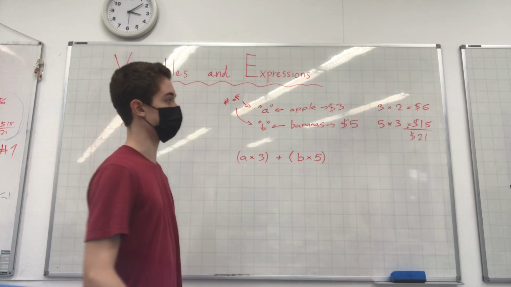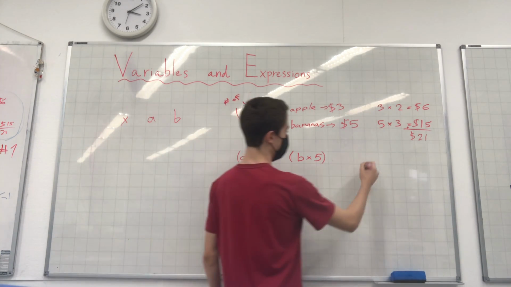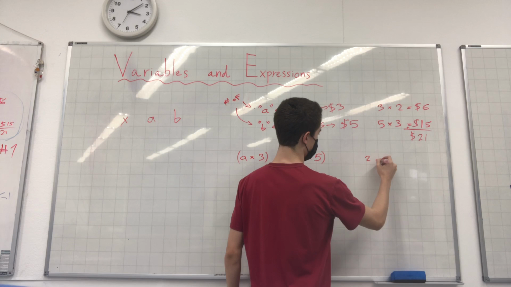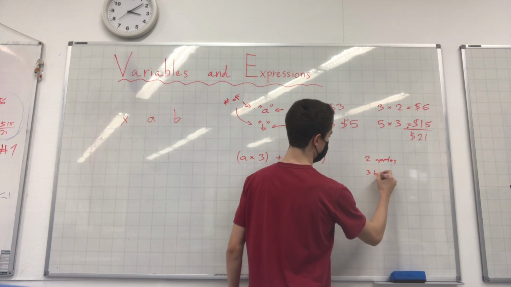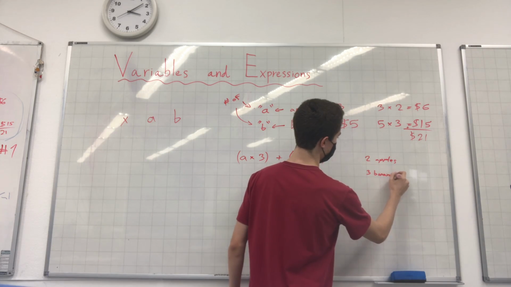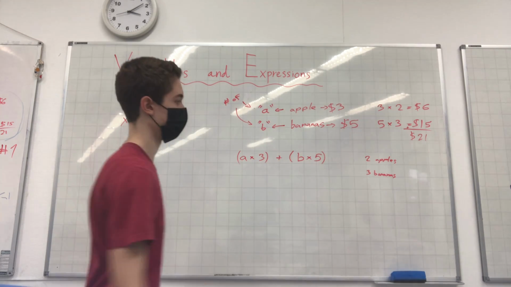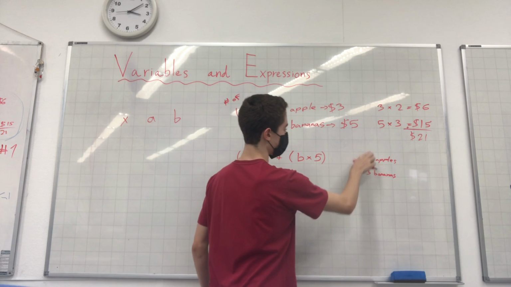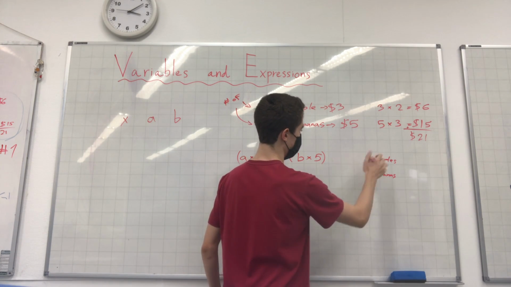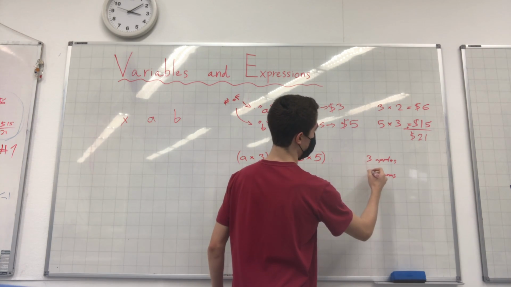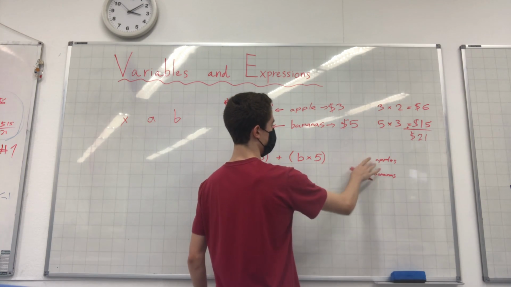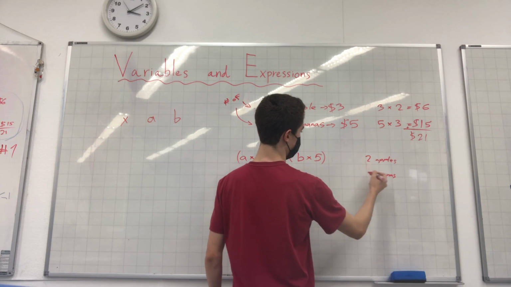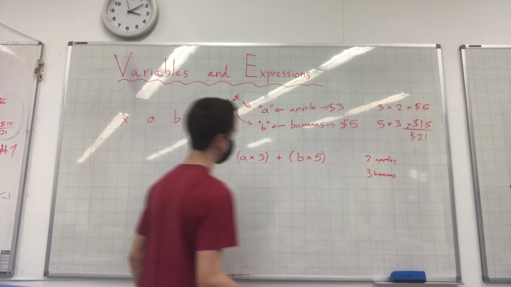So let's take an example. Now if you wanted to buy 2 apples and 3 bananas, right? This is not the previous example, it's another example. Oh yeah, no, sorry. I want to buy 2 apples and 3 bananas.